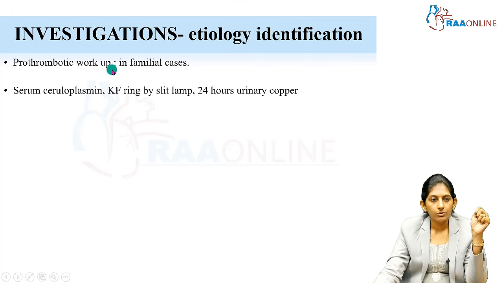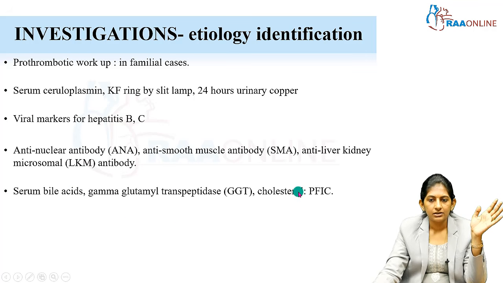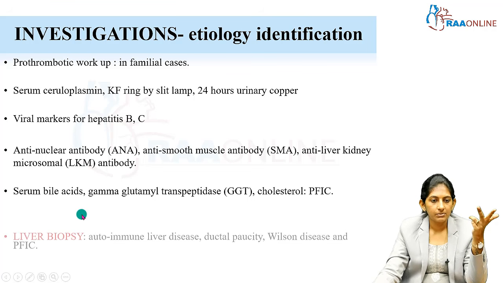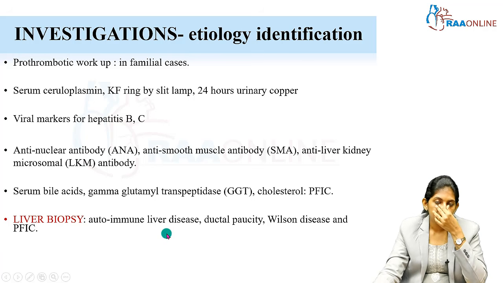Yeah. So you do a prothrombotic workup in a pre-hepatic case of portal hypertension. This is for Wilson's disease. Do a serum ceruloplasmin, KF ring, 24-hour urinary copper, D-penicillamine challenge test, etc. Chronic liver disease, of course, rule out your Hep B, Hep C, rule out autoimmune. Yes. And PFIC, if it is a cholestatic condition, pruritus marks everywhere, there is a familial history. Serum bile acids have to be taken. Serum bile acids will be high. GGT levels will be very high. Okay. And next will be do a liver biopsy in cases of autoimmune liver disease, Wilson's disease, etc.